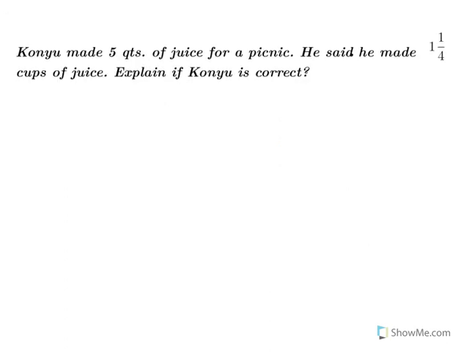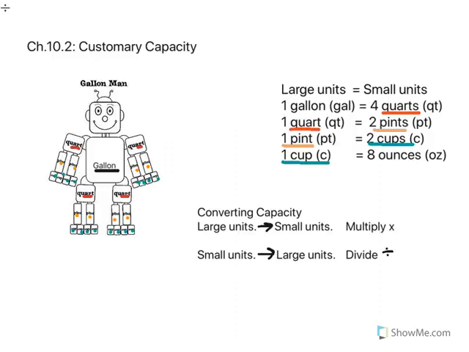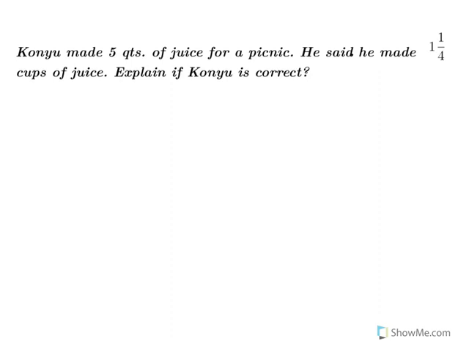So here's a sample problem. Kanyu made 5 quarts of juice for a picnic. He said he made 1 1/4 cups of juice. Explain if Kanyu is correct. Well, if we look at our Gallon Man and we look at 1 quart, looking at his little arm here, equals 4 cups. So I'm going to use that as my conversion. 1 quart equals 4 cups.